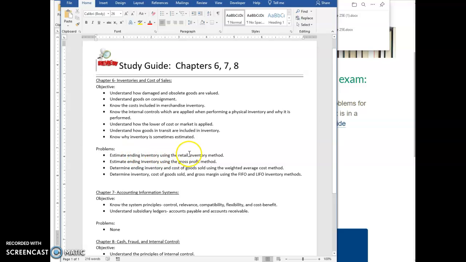We're going to have problems estimating inventory using the retail inventory method and the gross profit method. We're going to determine ending inventory and cost of goods sold using the weighted average cost method. We're also going to determine inventory, cost of goods sold, and gross margin or gross profit using the LIFO and FIFO inventory methods. So make sure that you can do those types of problems.